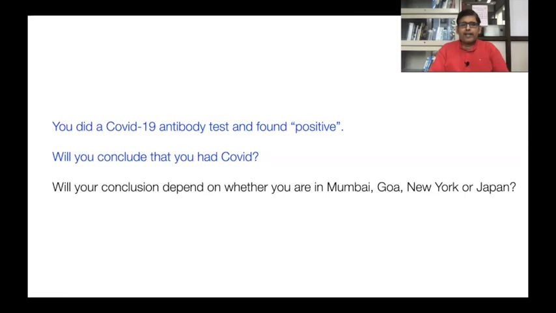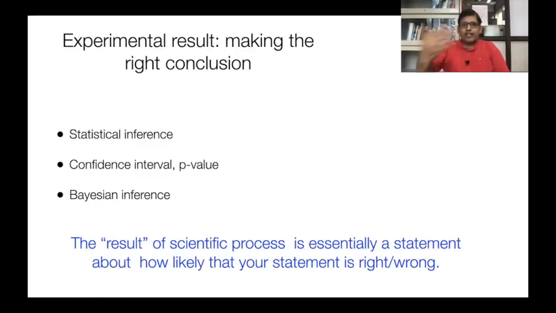Naively speaking, you did an experiment, that is the COVID-19 test. You got the result. You found positive. Now it shouldn't depend on where you are, but actually it will. That's where again you want to understand statistical inference, so that given the experimental data, you can make the right conclusion. So please learn about statistical inference: confidence intervals, p-values, these are all part of reaching conclusions from experiments, as is Bayesian inference.